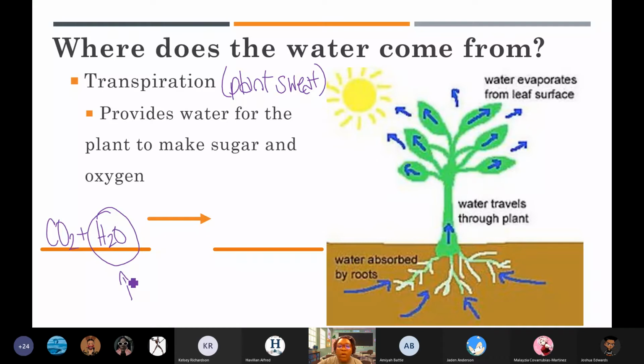So as we're learning today, we want to make sure we understand how the three processes work together. In your notes, you should have written down, transpiration provides water for the plant to make sugar and oxygen. And we see that here, in this process of photosynthesis, okay? That water comes from transpiration.